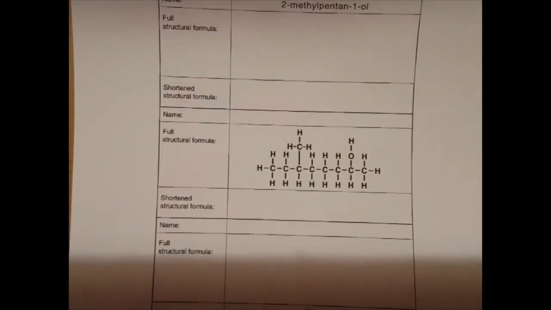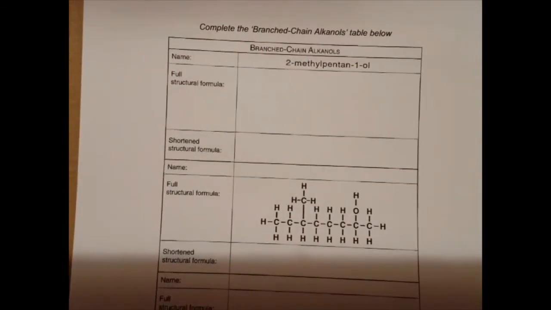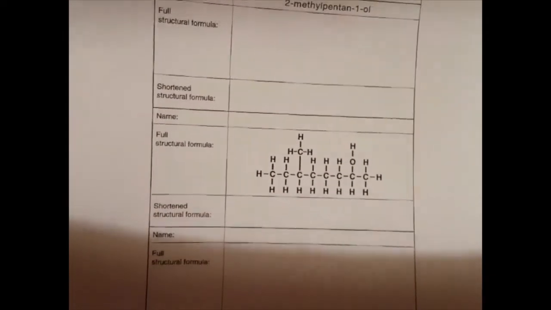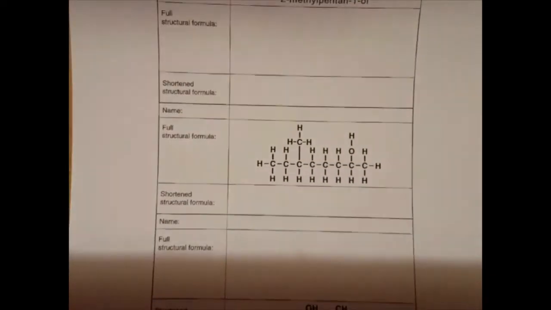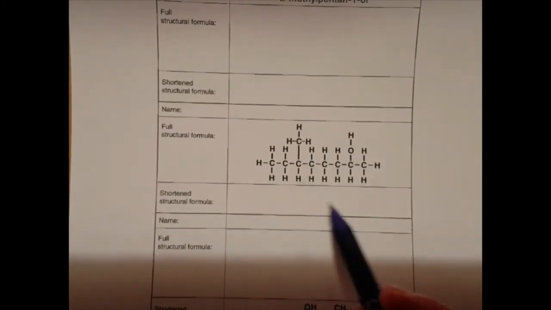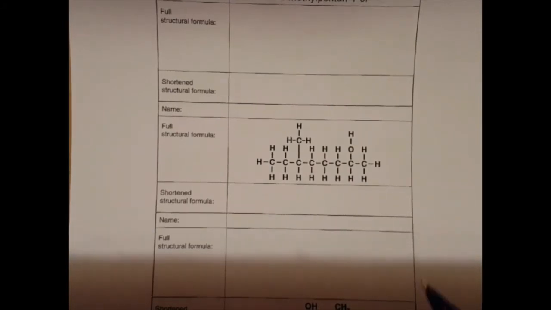Okay, so by now you should have finished page 13, and I'd also like you to have finished page 14 before watching the rest of this video. So I'm on page 14 just now. Page 14 is just completing the branched chain alkanols table on this page. If you haven't finished page 14, pause the video now. What I'm going to do is go through the middle example on page 14 just so that you can check that you're going along the right lines.